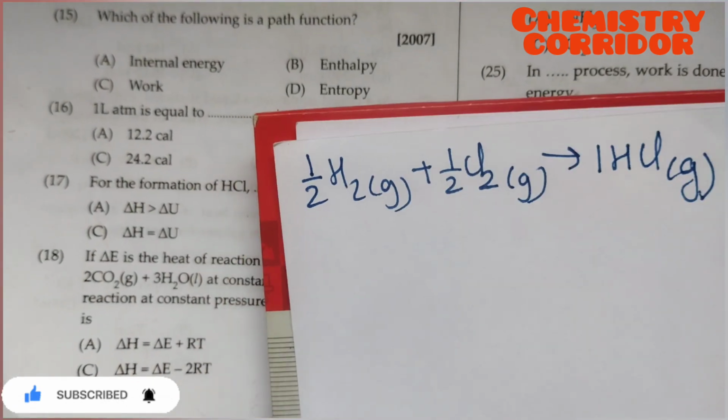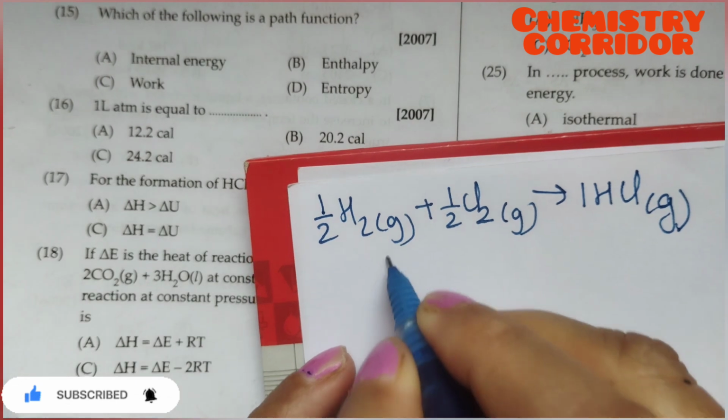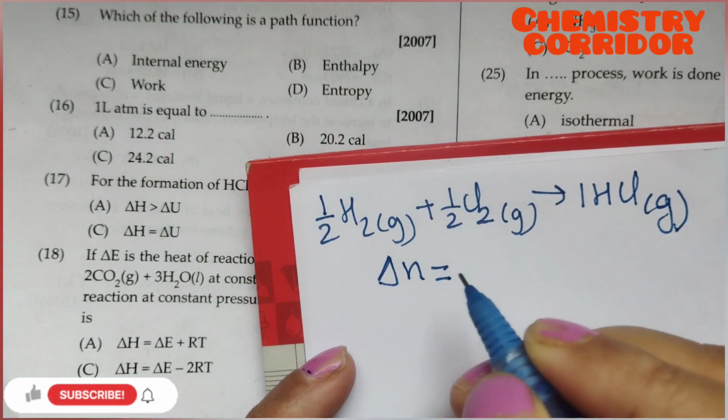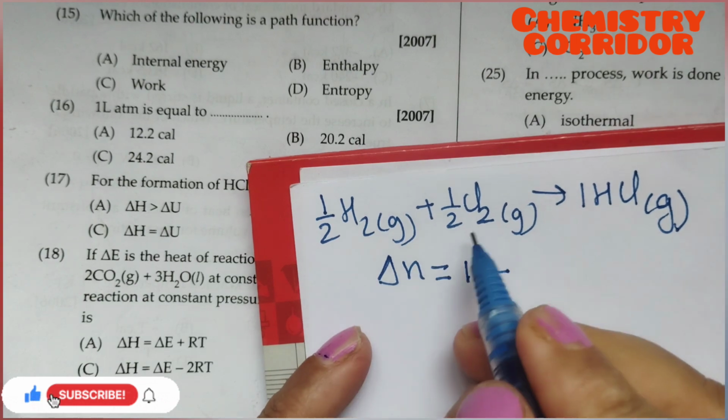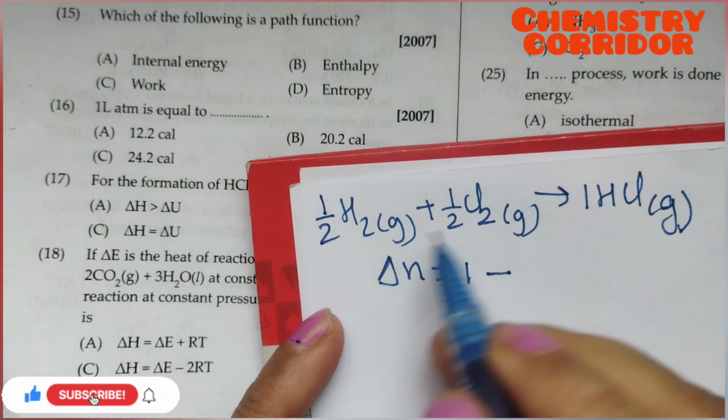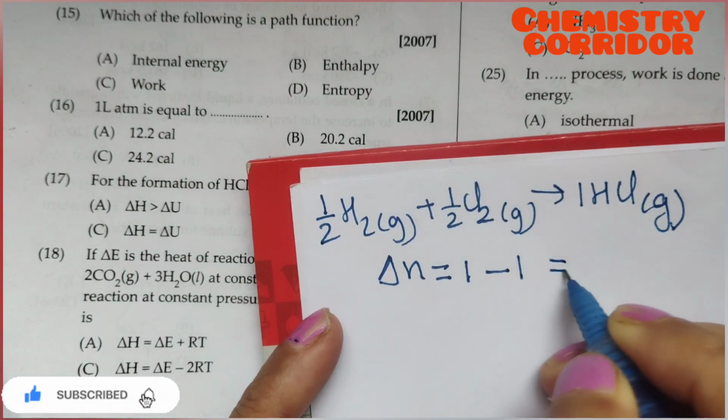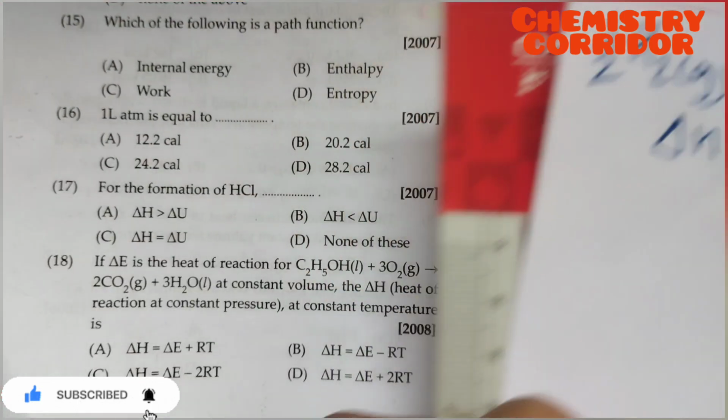If you calculate delta N here, what is delta N? Delta N is the number of moles of the gaseous products minus the number of moles of the gaseous reactants. So half plus half will become 1. Here delta N comes out to 0.